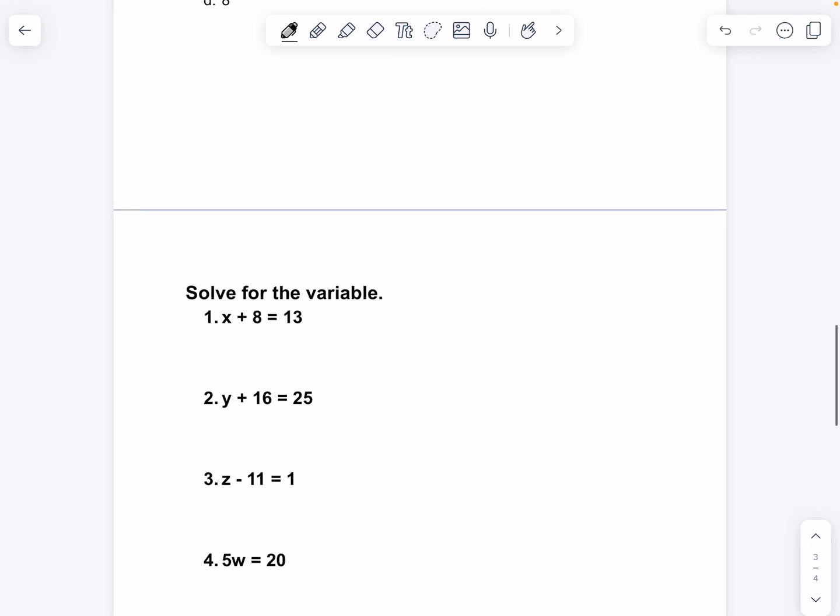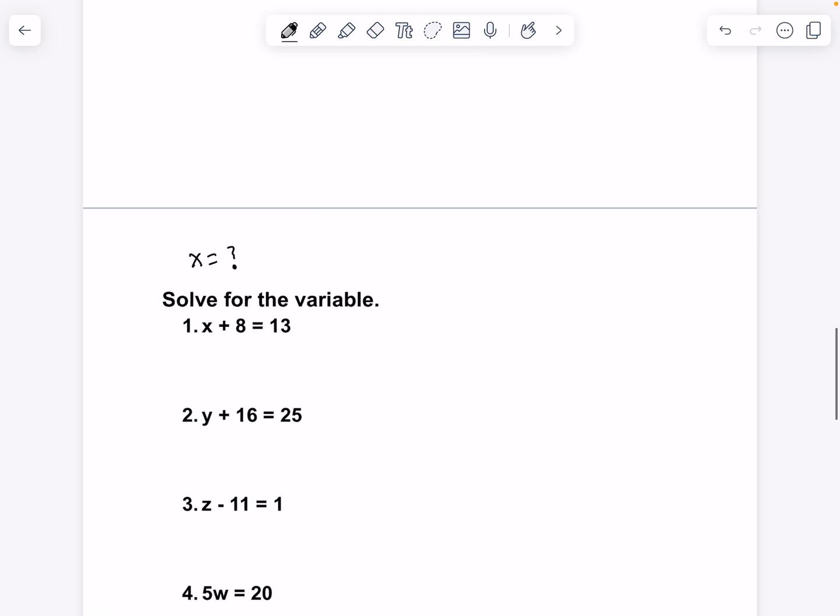So now we'll be solving for the variable. So we want to isolate for x. So we want x to be equal to something. So we can do that by subtracting 8 on both sides to get x by itself. And 13 minus 8 is 5. So x is equal to 5 for number 1.